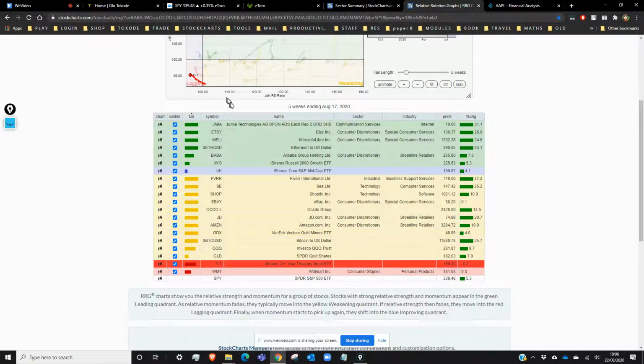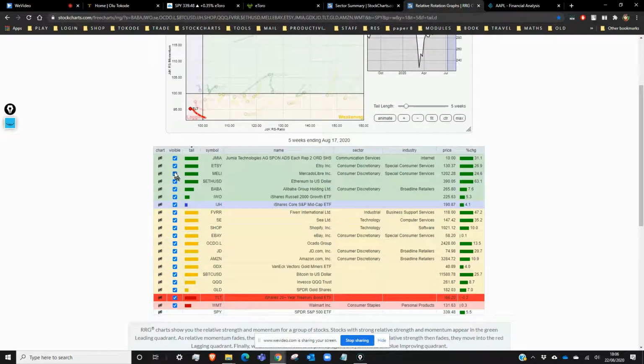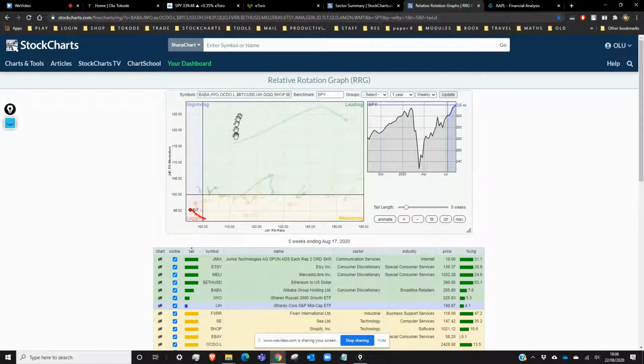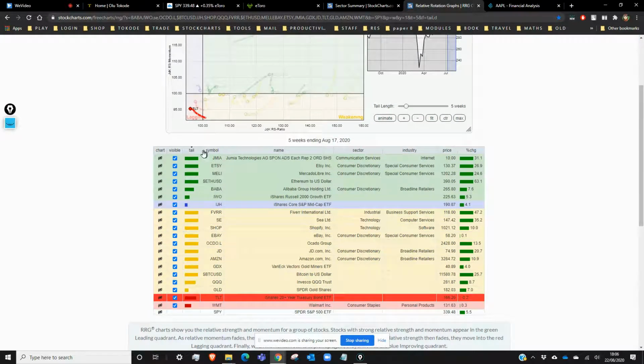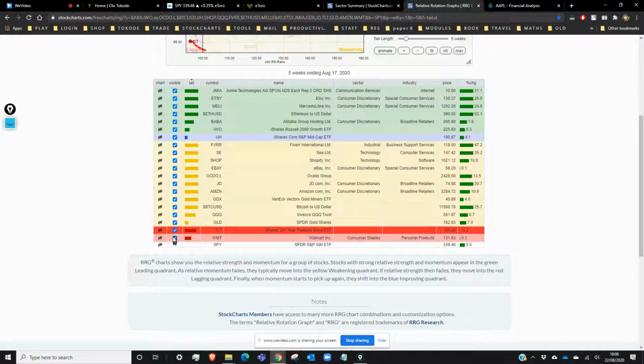Now, some of these are no longer in the portfolio, so I have to take them out. Which one should I take out? I think, yeah, I still have Walmart. Do I still have Walmart? No. Walmart is gone. So I'm going to take that out. I still have TLT, I have gold, I have QQQ, I have Bitcoin, I have GDX. Amazon. Do I still have Amazon? No, Amazon is gone. No more Amazon, no more JD, Avocado.